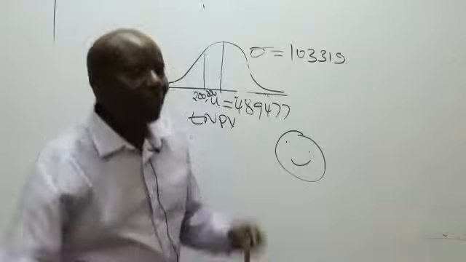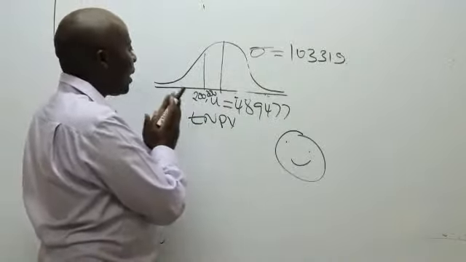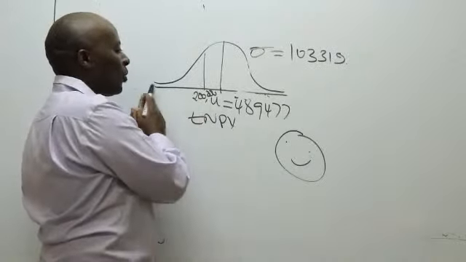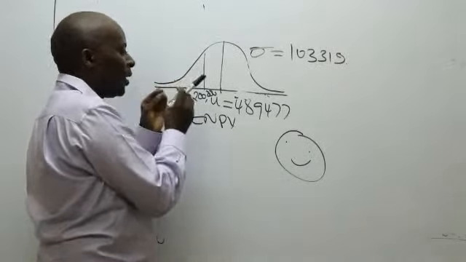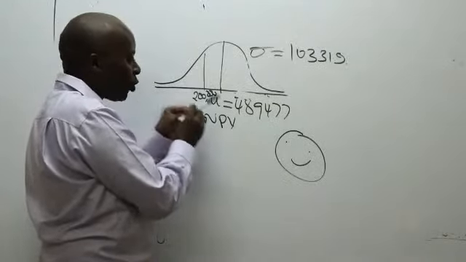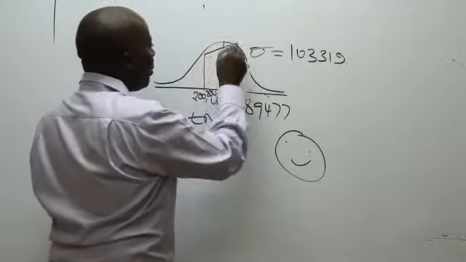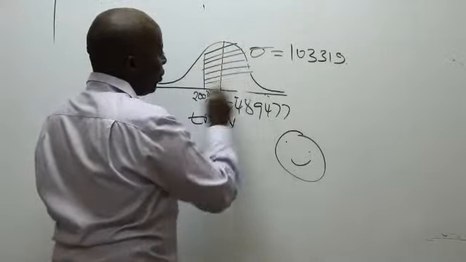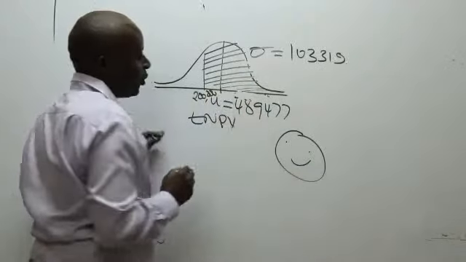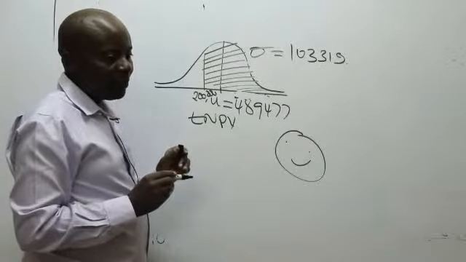If our NPV is less than 200,000, then we shall suffer financial distress, and they would want us to avoid this financial distress. We can only avoid the financial distress if we play our ball around this area. So you shade the entire right side.